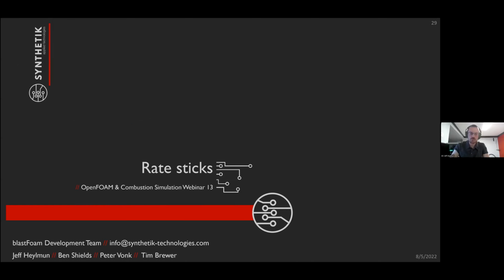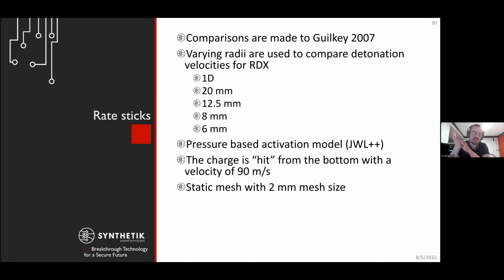Okay, so next we have a collection of rate sticks. The comparisons were made to Galicki 2007. Basically what we're going to be doing is comparing the detonation velocities of RDX versus varying radii. So we have a 1D case, which is going to be an infinite radius, 20 millimeters, 12.5, 8, and 6. The main point of this is to validate the pressure-based activation model. We actually have a bunch of terms that can be used, and we're going to be using one term from that.